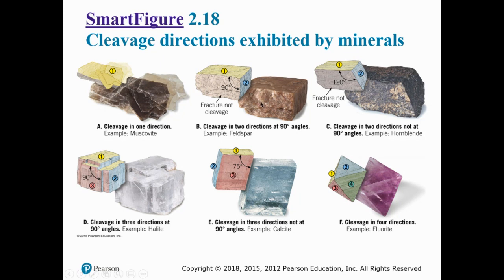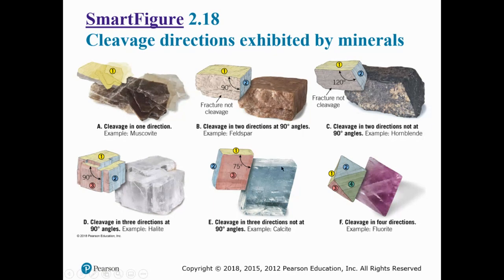So this is considered to be a fracture, not a cleavage. Now here, we've kind of got the same situation. We've got the same pattern in the top and the side, but we don't have a 90-degree angle. We've got this bigger angle here. So this is still cleavage in 2 directions, but we have an angle that's not quite 90 degrees. And then something like halite can have cleavage in 3 directions at 90-degree angles. And again, you just have to look at the pattern in your mineral.